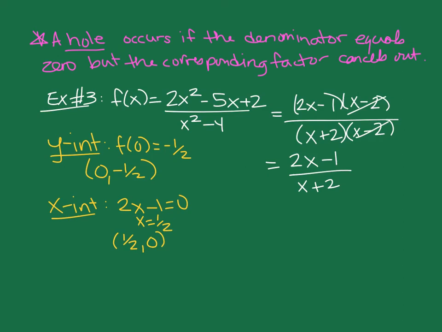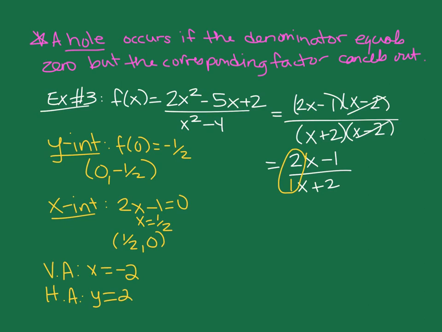Now I can find my vertical and horizontal asymptotes. A vertical asymptote occurs where the denominator equals 0, so I get x equals -2. In this case, I do have a horizontal asymptote, and you'll notice that I have the same degree for the numerator and the denominator. I'm going to add a 1 in front of that x, so I take the leading coefficients and divide them. So my horizontal asymptote ends up being y equals 2 over 1, which gives me 2.